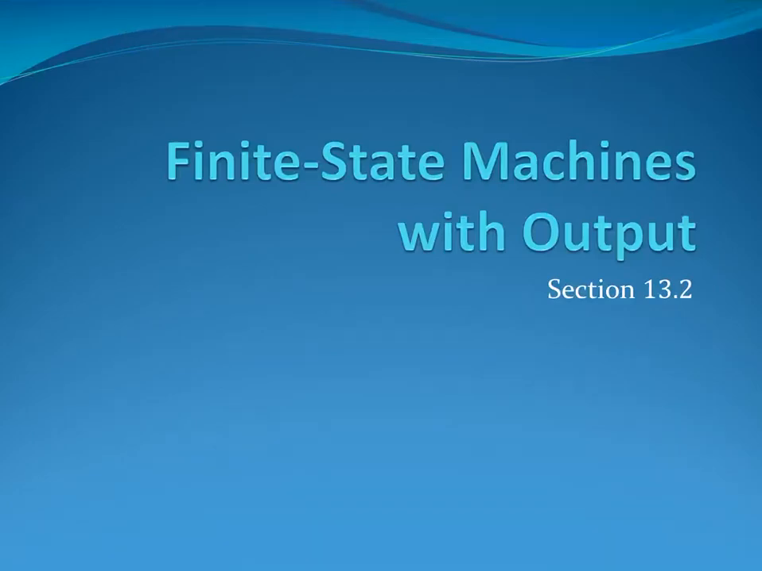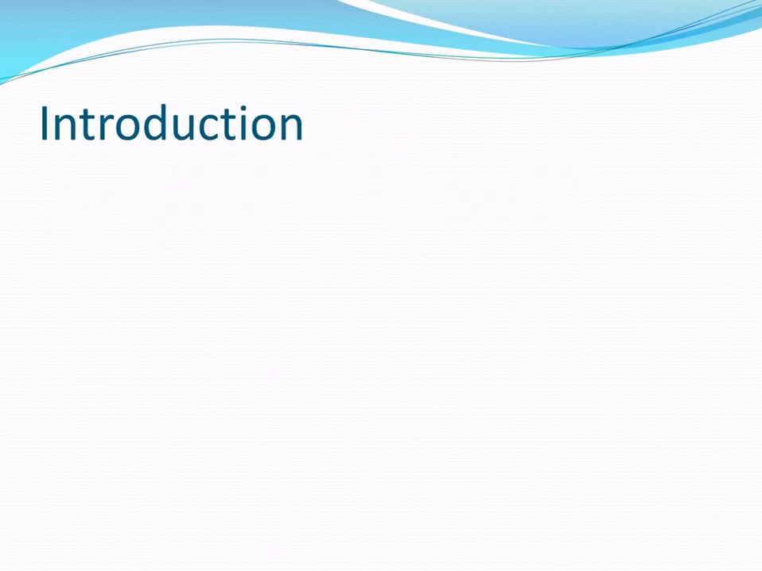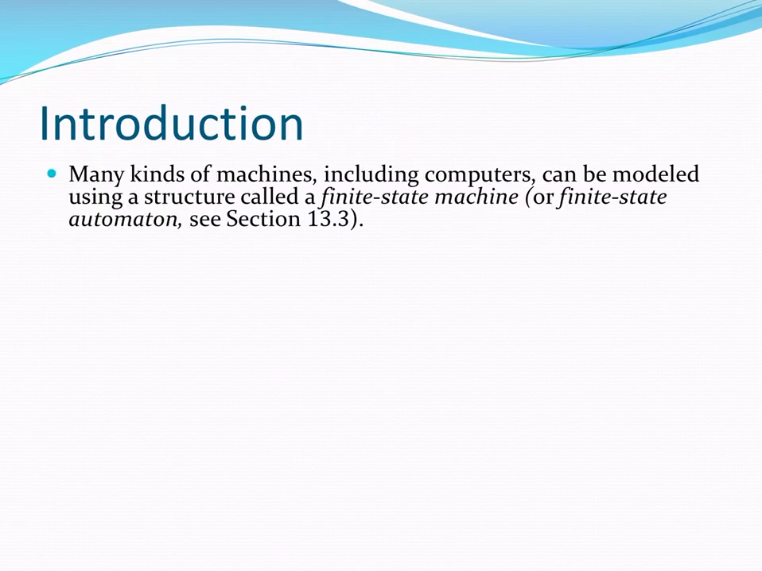We are in Rosen, Discrete Mathematics and its Applications, section 13.2. We're discussing finite state machines here with output. Here are the topics covered in the section. And what are finite state machines?